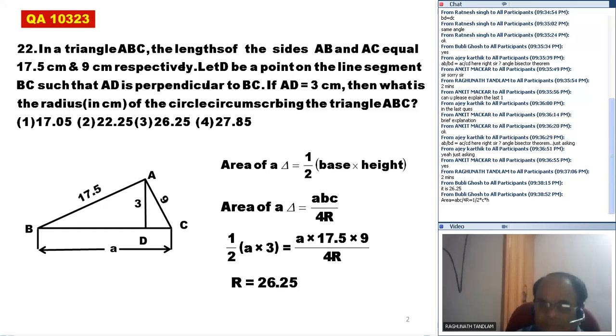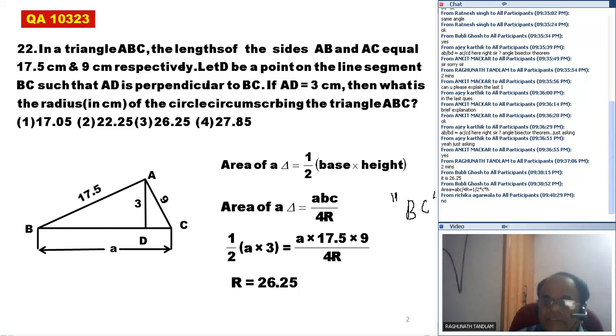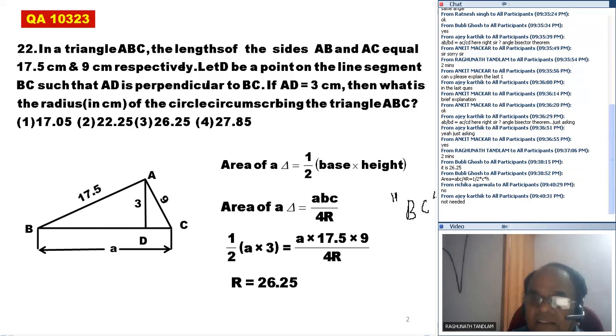Remember, the learning from this question is, in a data sufficiency question like this, is BC needed or not needed? If I have a perpendicular to one side, that's not needed. So the learning from this question is, if two sides are given and the perpendicular to the third side is given, if you are asked to find out the circumradius, the third side is not needed. All of us are clear? Shall we go to the next question?